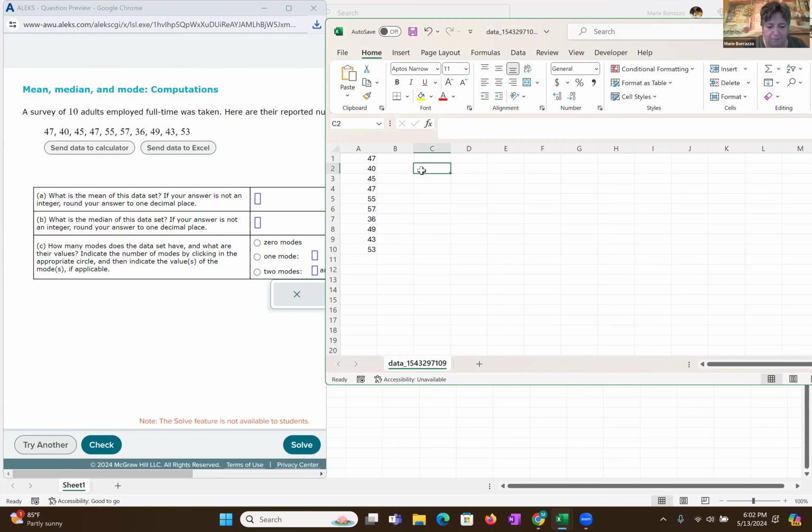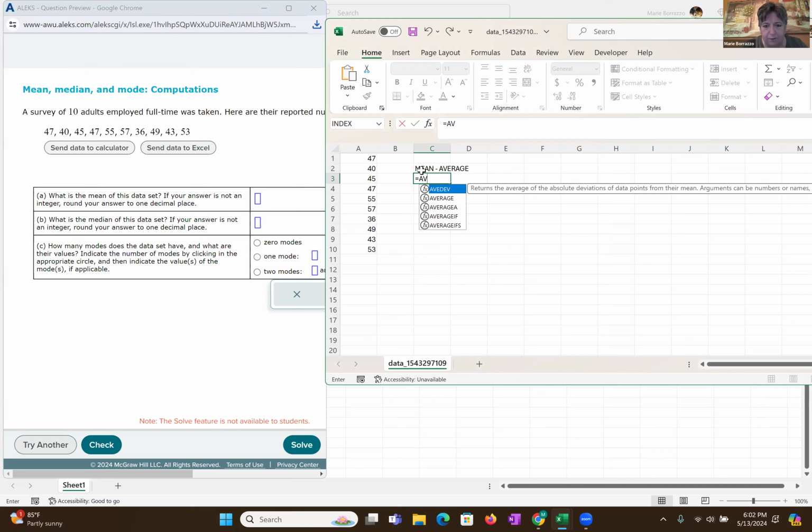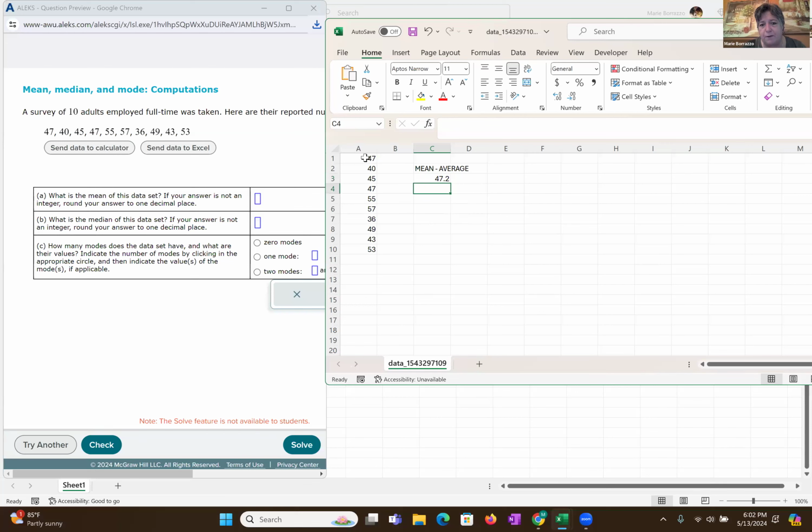Here, I'm going to do the average or the mean. I'm going to call it mean or average, and this is going to be equals average. In Excel, there is no mean. The mean is the average. So you hit that, collect your numbers, and there is your average: 47.2. That is what the mean of the data is.